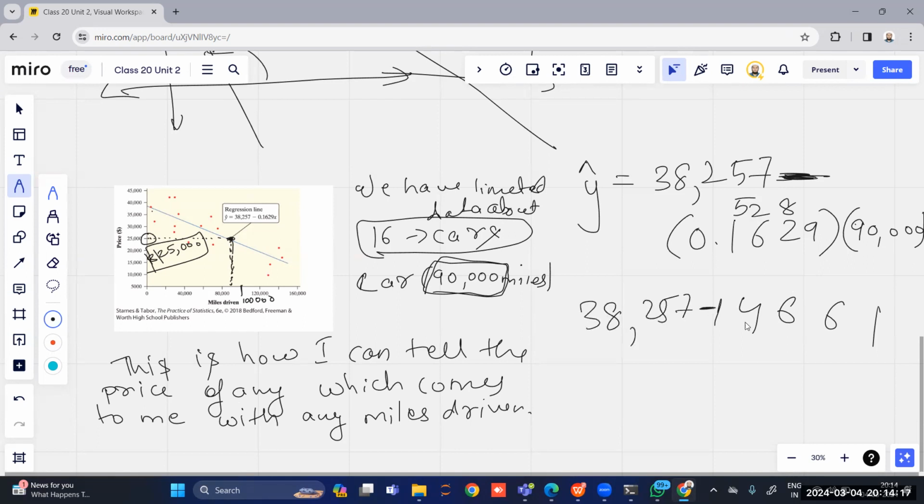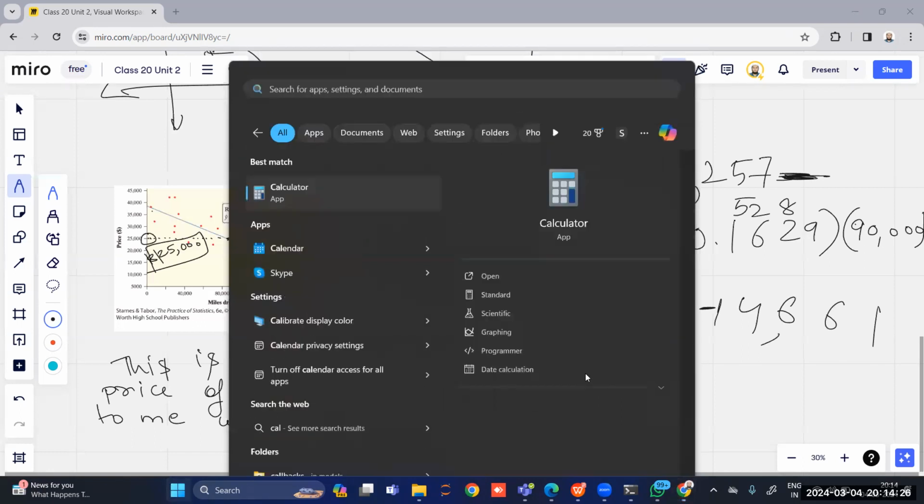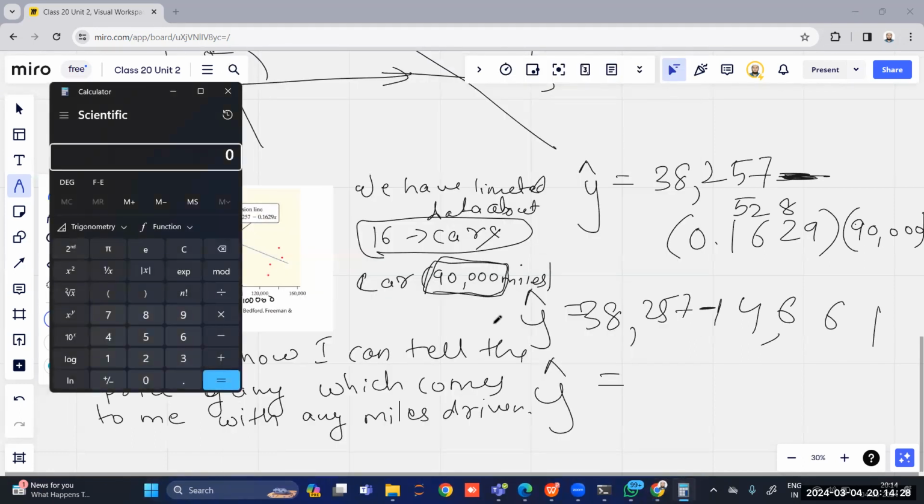So it will be 38,257 minus 14,000. Can you calculate this for me, Zaid? How much is it? 38,257 minus 14,660 is about 23,000. Yes or no?